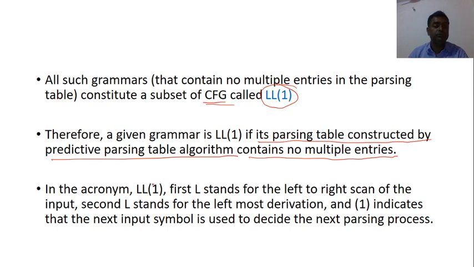What is the meaning of LL1? In LL1, the first L stands for left to right scanning of the input. The second L stands for leftmost derivation. And one is known as look ahead. What is the meaning of look ahead? If the look ahead is 1, that indicates that the next input symbol is used to decide the parsing process. If it is 2, that means the next 2 symbols are used to decide the next parsing process.